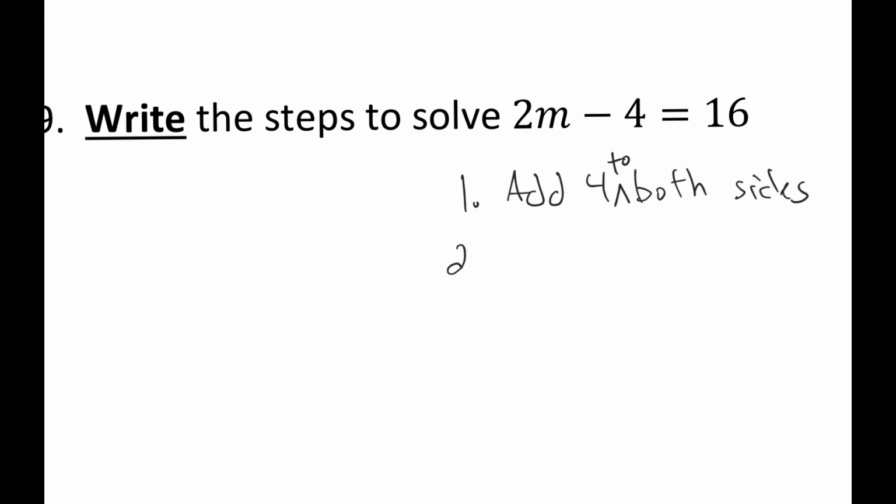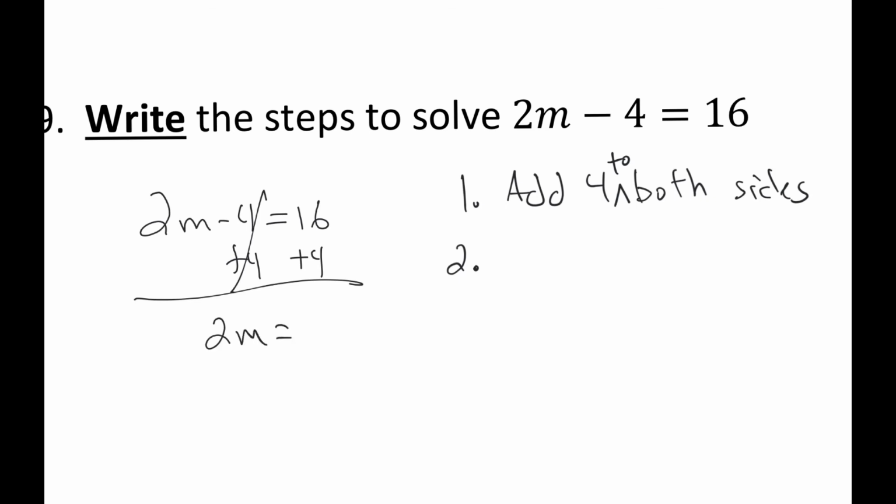Step number 2, after you add 4 to both sides, you guys need to get rid of this number here. So on the side, I'm just going to show you guys what's happening. Let me write down the equation again. And when you guys add 4 to both sides, you guys will get 2m equals, and it's going to be 20 on the right side.